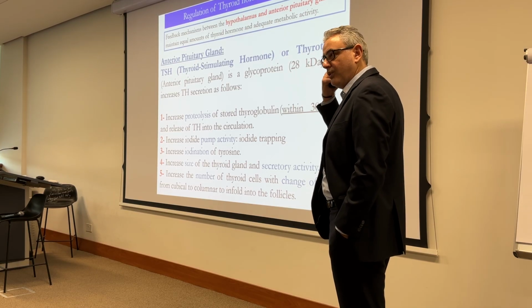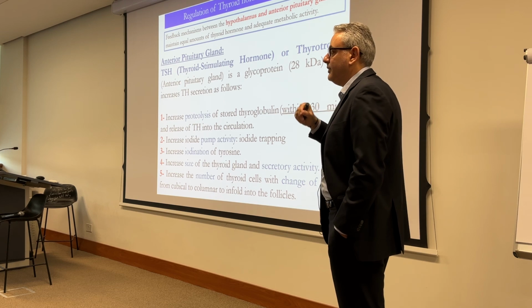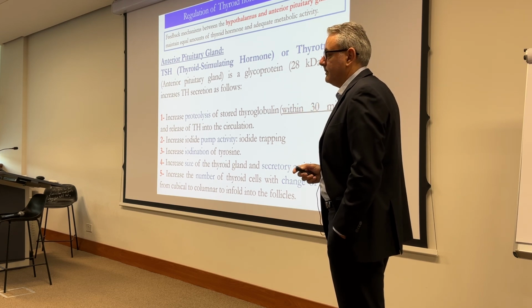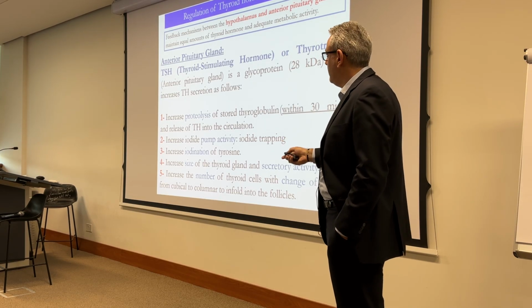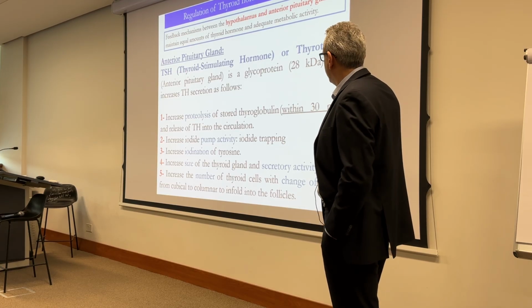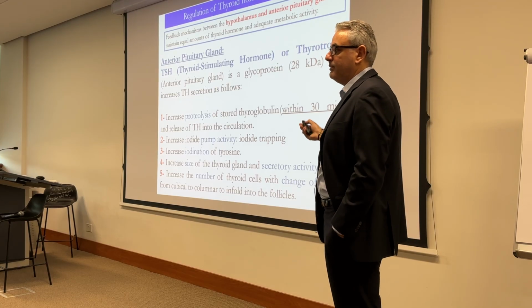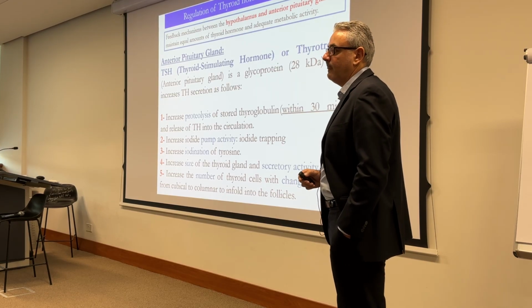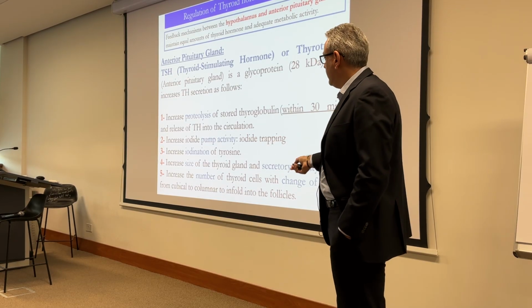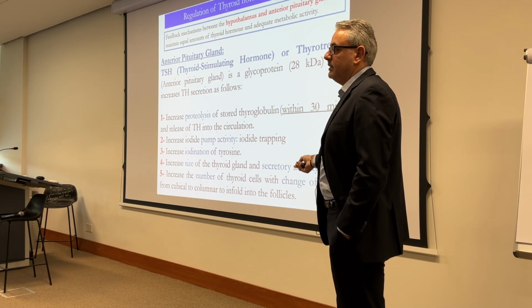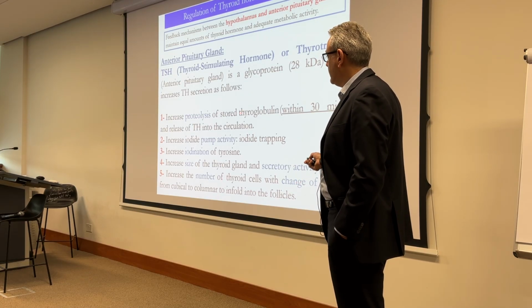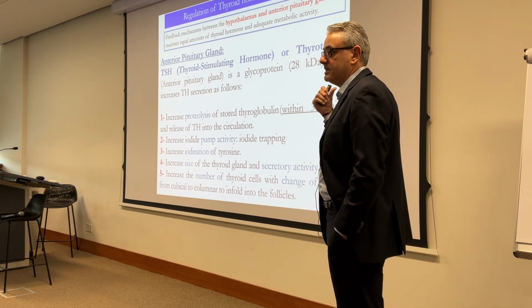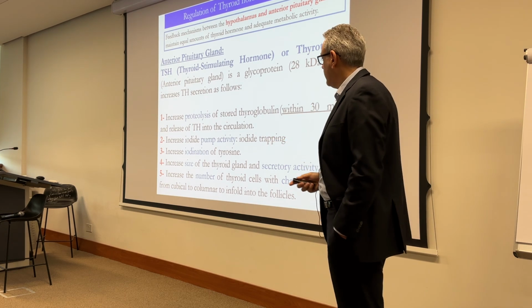Above the thyroid gland, right in the brain, centrally and next to the hypothalamus, there is the anterior pituitary gland. This anterior pituitary gland is a major regulator of the thyroid hormone. How? By releasing TSH, or thyroid stimulating hormone, also called thyrotropin. This hormone, when it is released, has this effect on the follicular cells in the thyroid gland. It increases the proteolysis of stored thyroglobulin. You know what this means? More release of T3, T4.